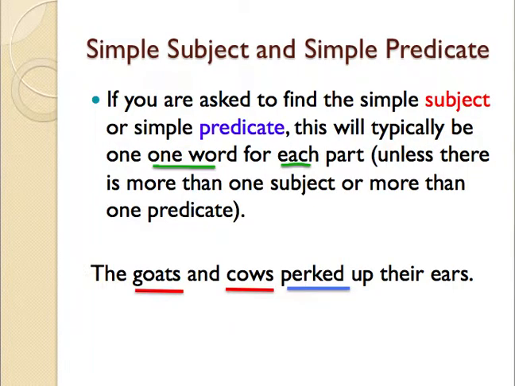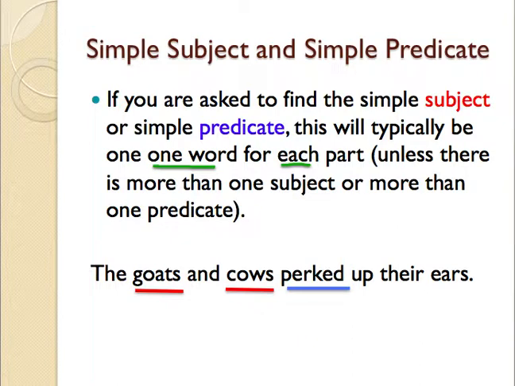So now we're going to drill down and we're going to talk just about the simple subject and the simple predicate. Many times you're just asked to find the simple subject and the simple predicate. And this is just typically going to be one or maybe two words for the subject and maybe one or two words for the predicate. You might have three or four, but not very often. So let's take a look.